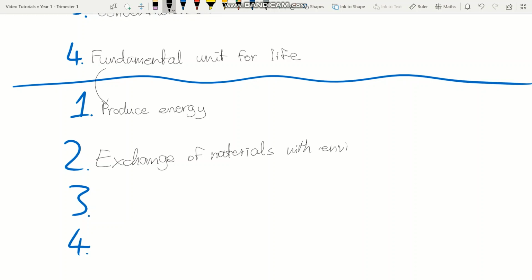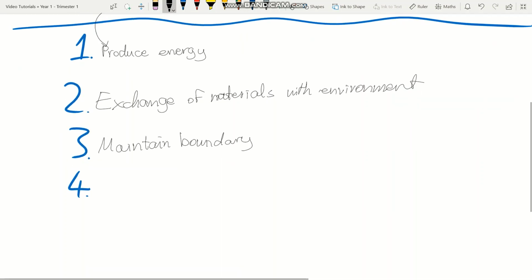Next, cells are also quite important as they are able to maintain boundaries. And this is mainly due to the phospholipid bilayer. The phospholipid bilayer, with its highly fluid structure, is able to allow for the cell to move, whilst also for it to have protection.